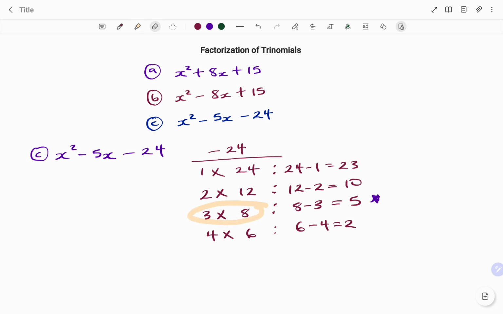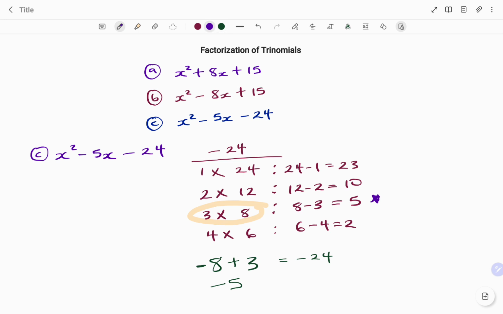However, in order to get negative 5, the bigger factor is going to carry the negative sign. So what that means is if I have negative 8 times positive 3, that will give me negative 24. However, if I put them together, I have negative 8 plus a positive 3, that will give me negative 5. So the factors I'm using will be negative 8 and positive 3.